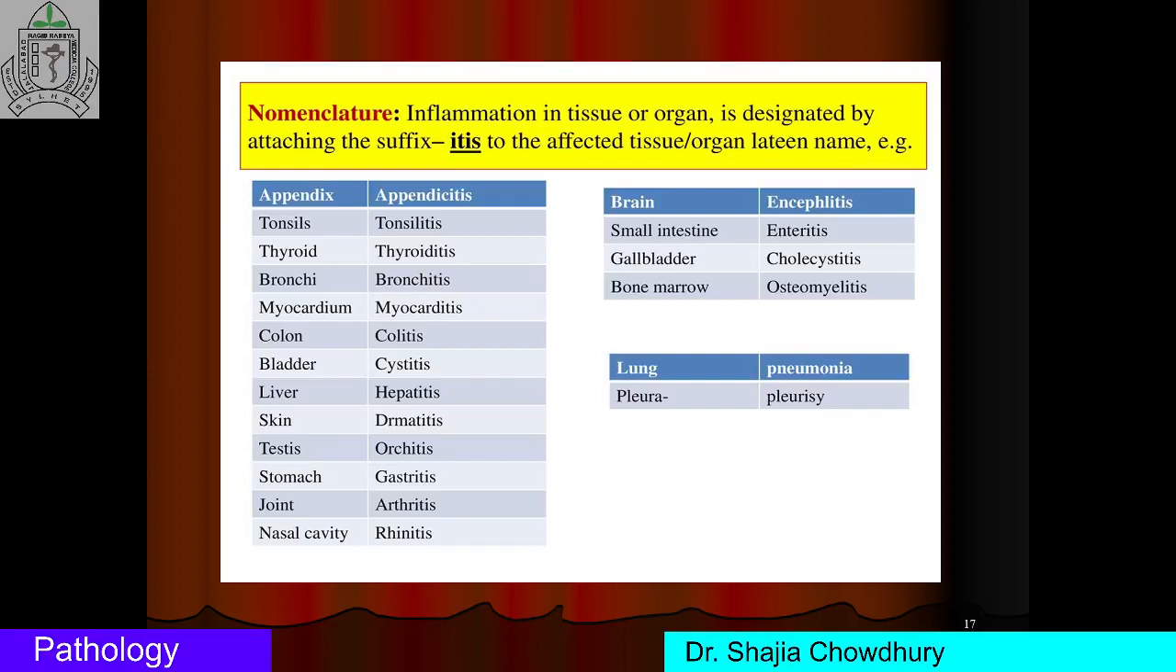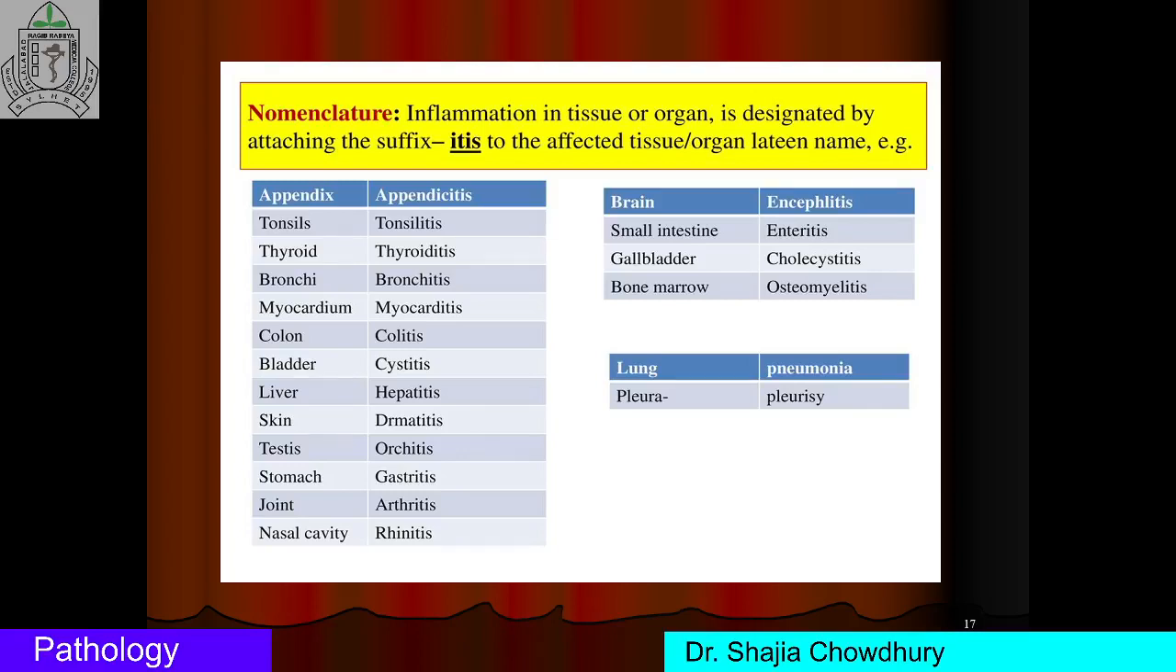Inflammation in a tissue or organ is designated by attaching the suffix -itis to the affected tissue or organ. Inflammation of the appendix means appendicitis. Inflammation of the tonsil causes tonsillitis. Inflammation of the thyroid is called thyroiditis. Inflammation of the bronchi, bronchitis. Inflammation of the myocardium, myocarditis. Inflammation of the colon means colitis. Inflammation of the urinary bladder means cystitis.